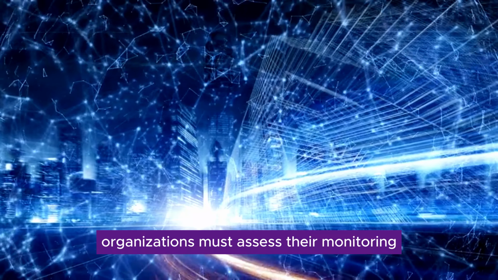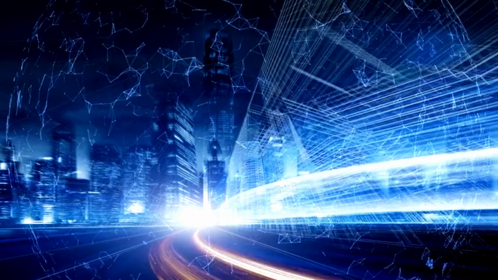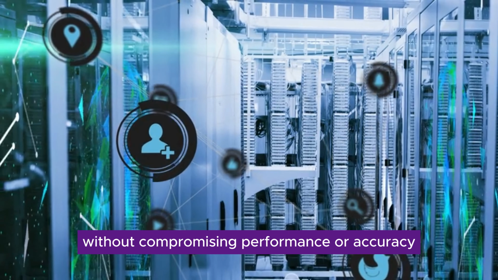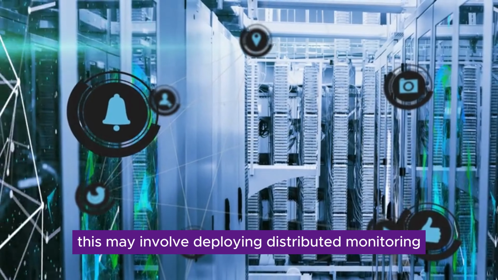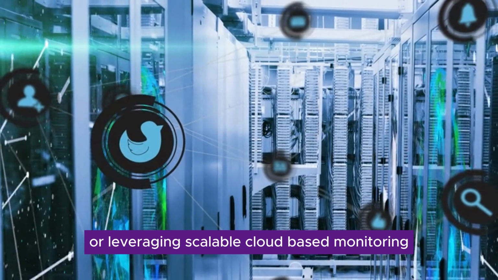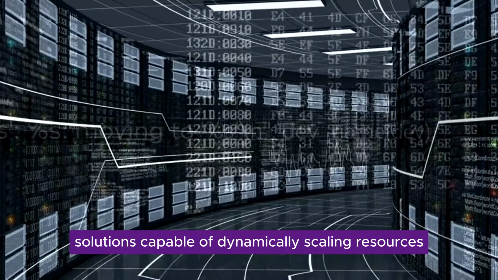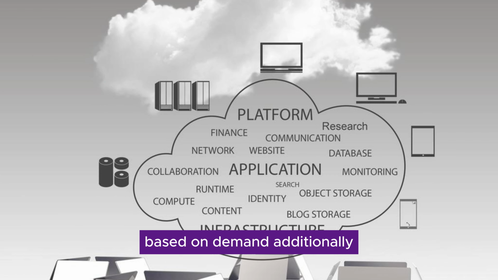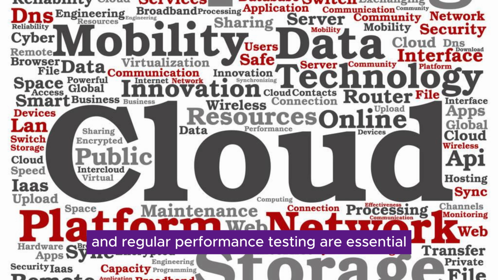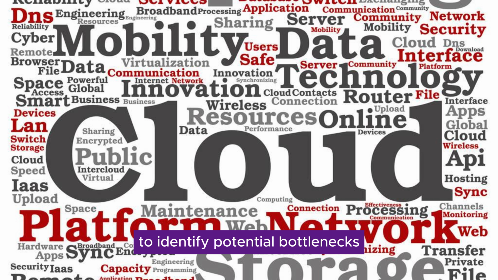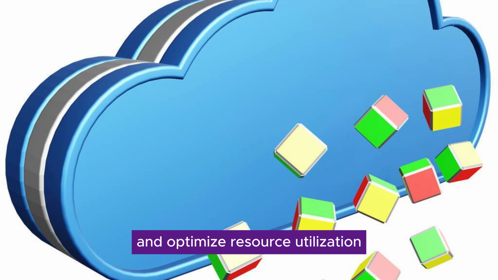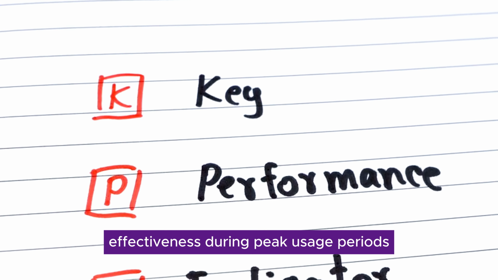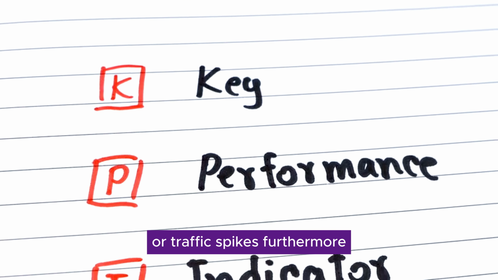Organizations must assess their monitoring infrastructure's scalability, ensuring that it can accommodate growing traffic loads without compromising performance or accuracy. This may involve deploying distributed monitoring architectures or leveraging scalable cloud-based monitoring solutions capable of dynamically scaling resources based on demand. Additionally, proactive capacity planning and regular performance testing are essential to identify potential bottlenecks and optimize resource utilization, safeguarding against degradation in monitoring effectiveness during peak usage periods or traffic spikes.